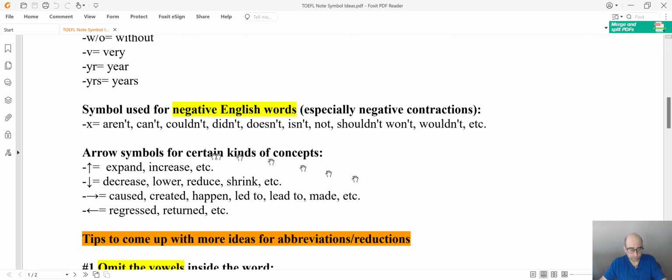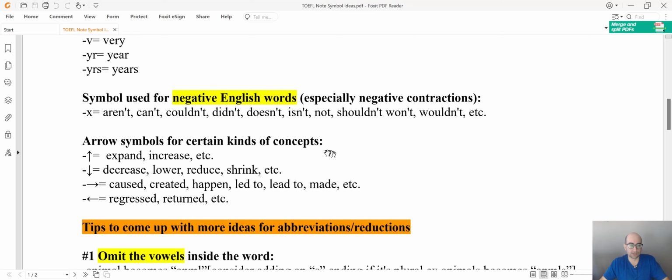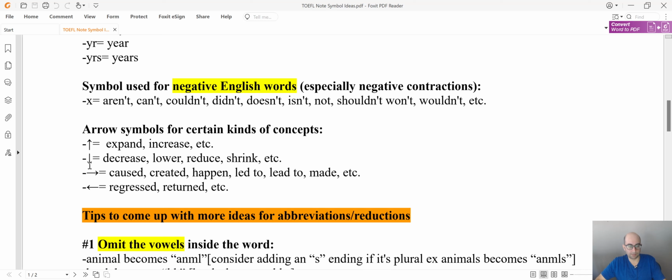So arrow symbols for certain kinds of concepts. So if you want to say like something's expanding, something's increasing, right? Something's growing perhaps, you could use an upward arrow. Or maybe for situations, scenarios where something's decreasing, it's lowering, it's reducing, it's shrinking, consider using a downward arrow.